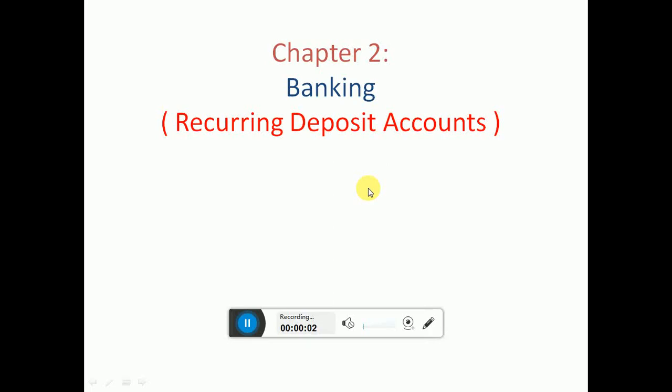Dear students, today we will study the banking chapter. In banking, we have only the recurring deposit account in our portion. Now, before going to recurring deposit accounts, let us understand the different types of accounts which we use in our banking system.